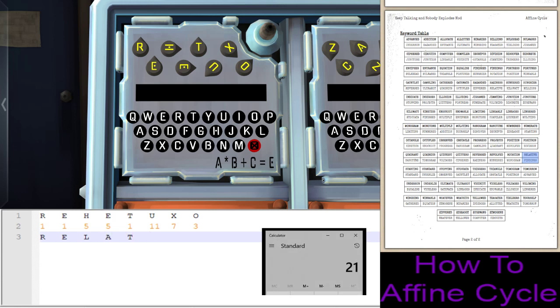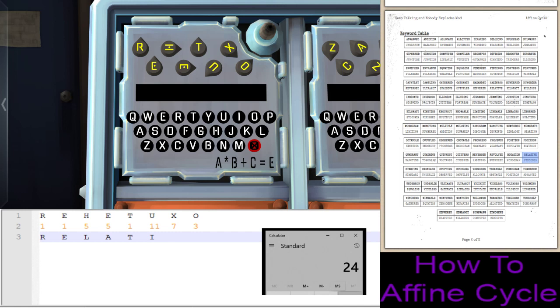U is 21. Looking for a multiple of 11. That's not a multiple of 11, so we add 26. That's not. That's not. That is. Divide by 11, we get 9. 9th letter is I. And this is how we're going to be doing these.